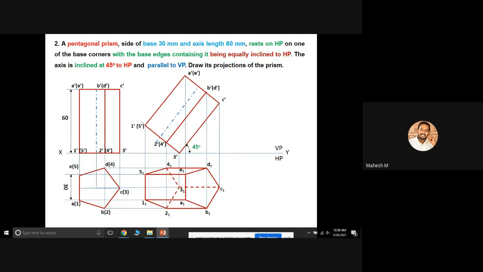So previous problem is also pentagonal prism. This problem is also pentagonal prism. Previous problem is also inclined to HP. So this problem is also inclined to HP. But here we are having two different conditions. One is this base corner is rest on HP and another one is axis is inclined at 45 degree. So ரெண்டு word மாறினதுனால total problem change ஆயிருச்சு.